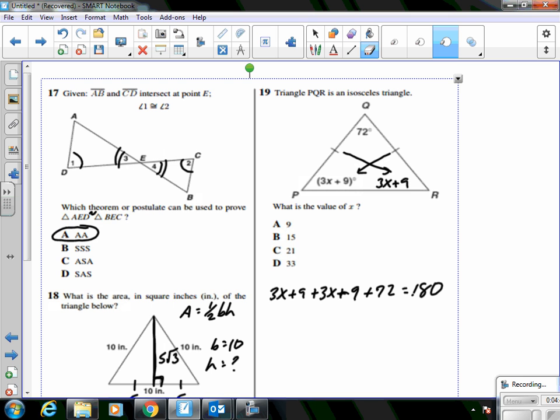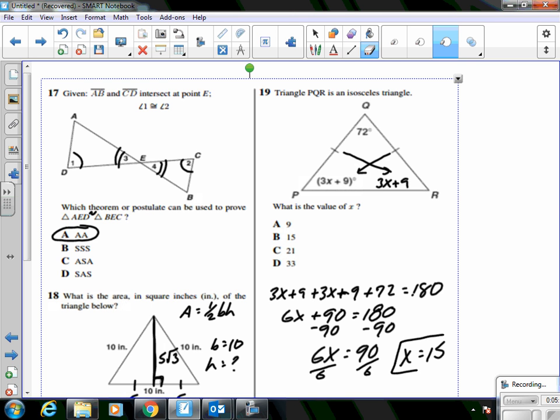It's just a matter of solving for x from here. 3x plus 3x, 6x. 9 plus 9 is 18, plus 72 is 90, equals 180. Subtract the 90. And 6x equals 90. So the last step is to divide by the 6. So our x is going to be 15, which is B.